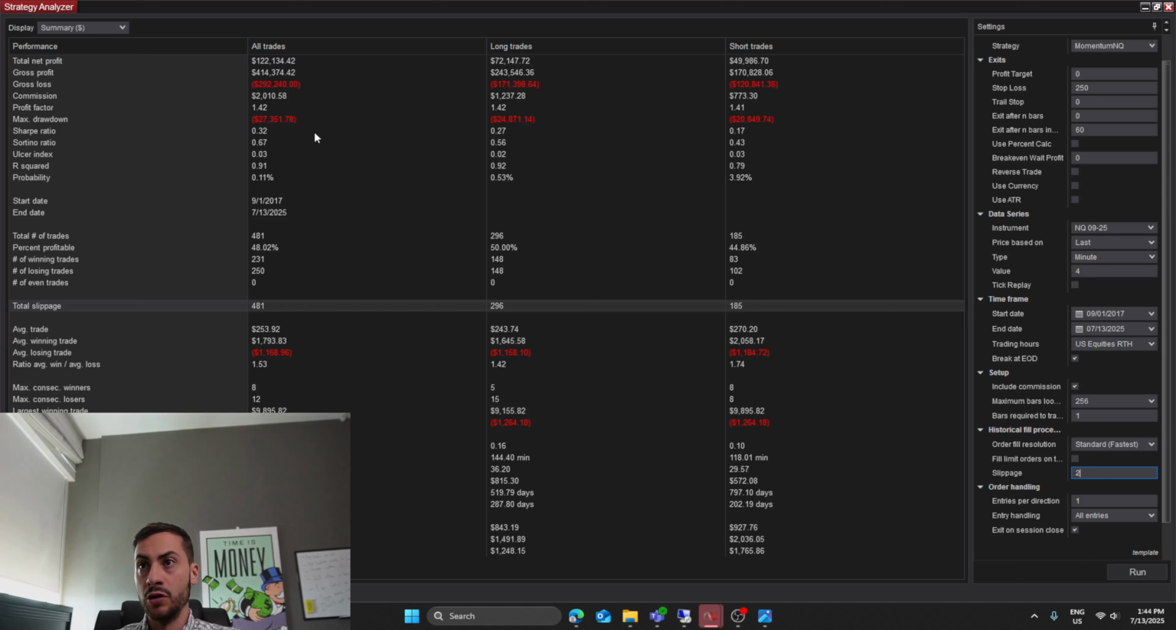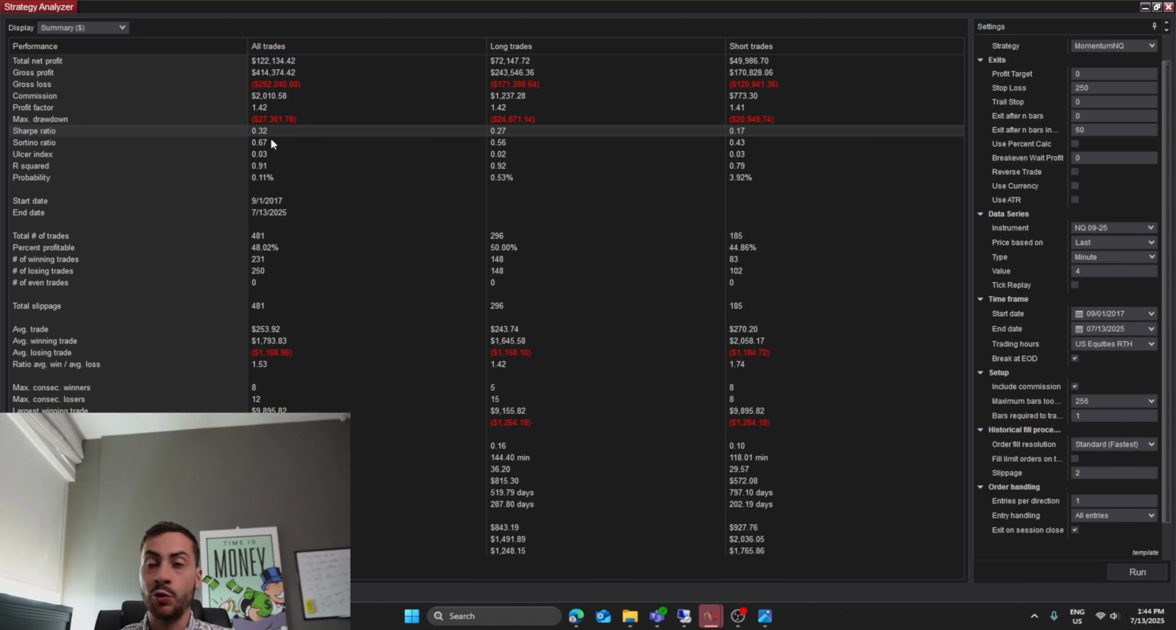Okay, so what else? We had a Sharpe ratio of 0.32 and Sortino of 0.67, which aren't great values. Usually, hedge funds and quantitative funds are looking for high Sharpe values. So why is it so low? Why is the Sharpe only 0.32? Well, number one, this strategy is not scaling, so it's trading one contract statically over the backtest.